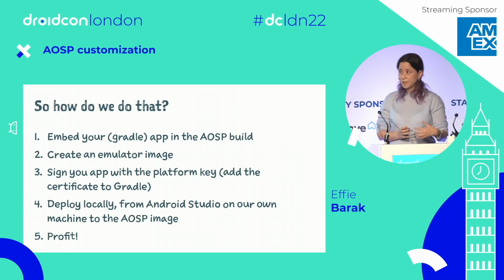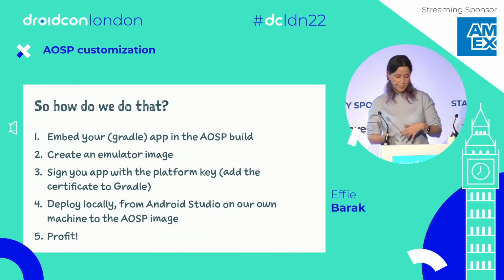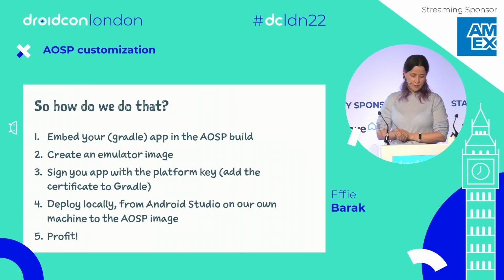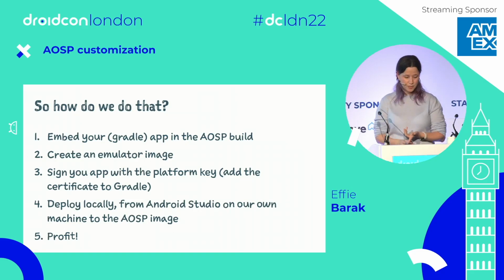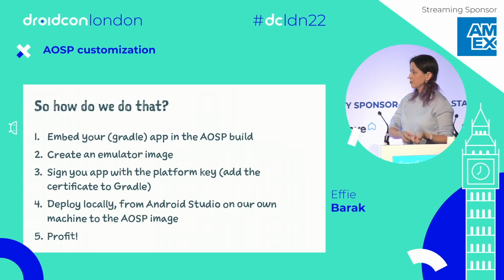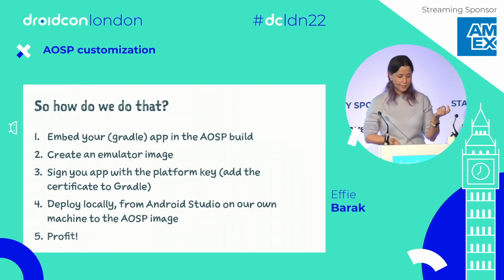Then if we sign the app with the same key, both locally in our Gradle app and on AOSP, they will be recognized as being the same app. And from there, we take both these emulator images and continue writing our app locally and deploy it. We can just use our own Android Studio. We can use everything we know, enjoy, and like.